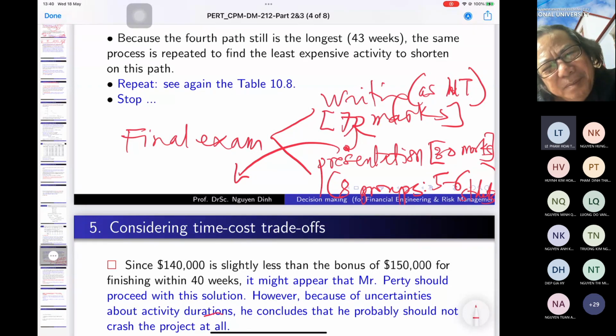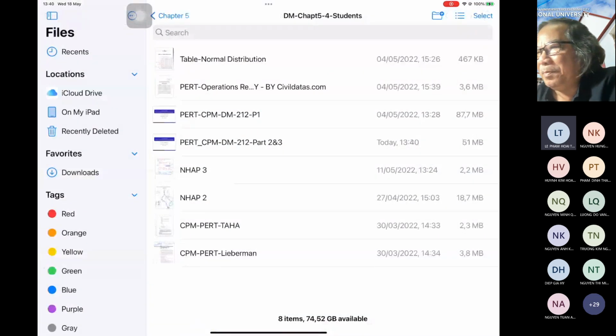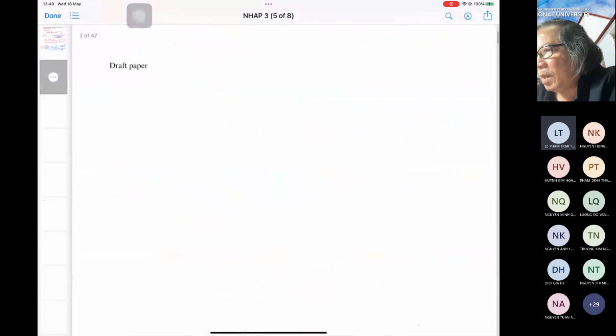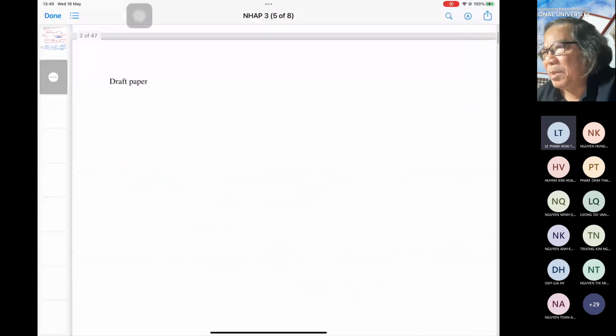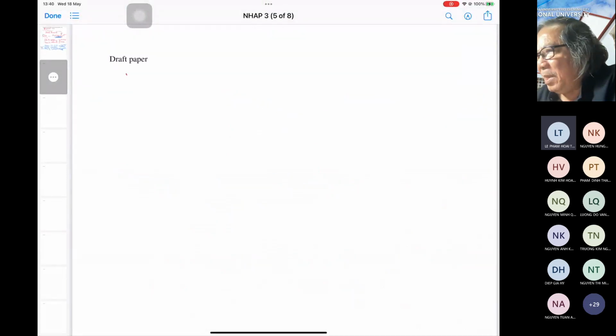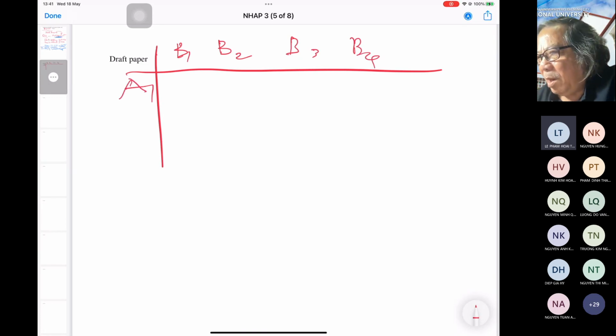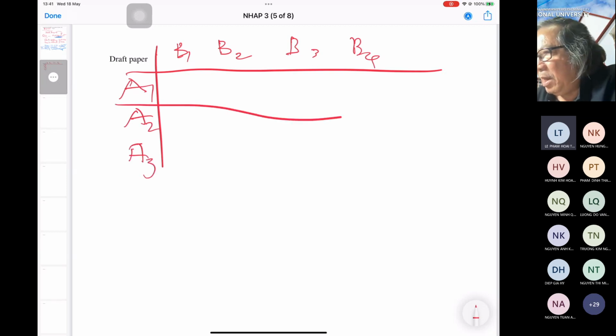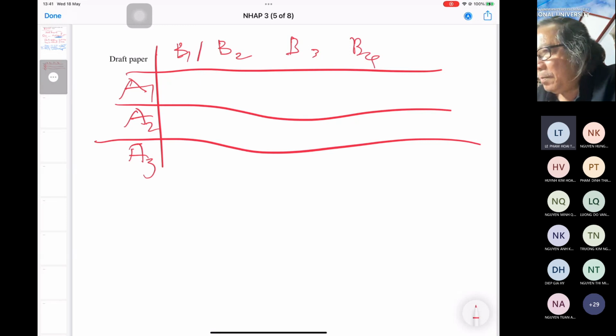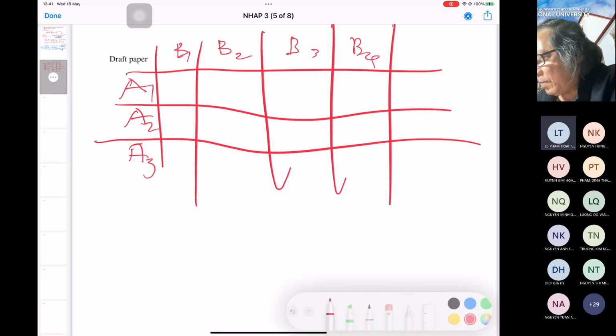Everything is very easy, but you need to understand. I take an example like some game. Solve the game. You have, for example, B1, B2, B3, B4, and then A1, A2, A3. And now you have some rows and columns like this.